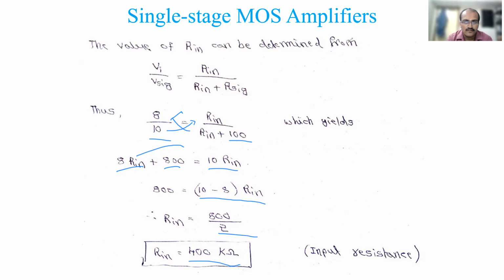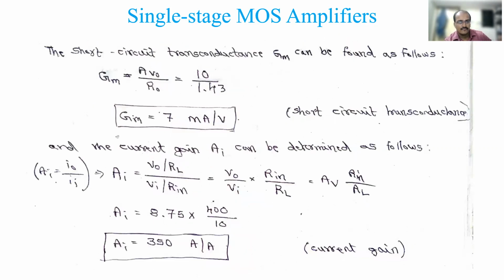So you have calculated many things. Now what is left out is the transconductance and the current gain part. The short circuit transconductance GM can be found as follows. It is a very simple relation you had there, right? AV naught is equal to GM into R naught. From there, GM is calculated as AV naught by R naught. You know AV naught and R naught. Substitute: 10 divided by 1.43 kilo. The R naught value is in kilo ohm, and I have not written it here. When you take this in the numerator, it becomes milli. That's why the answer is 7 milliamps per volt.